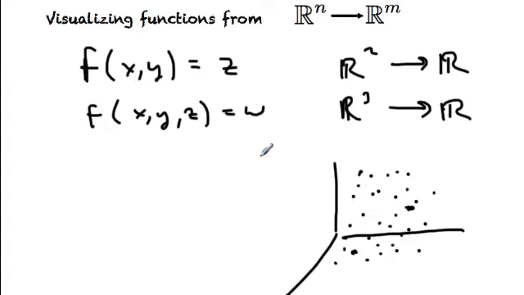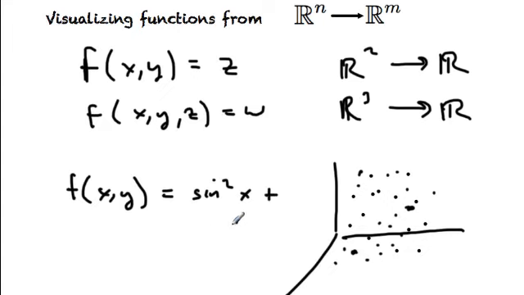Okay, so let's take an example and try to graph it. The scalar field I wanted to graph is f of x, y is equal to sine squared x plus cosine squared y. So this associates with every coordinate point x, y whatever value I get from taking sine squared x and cosine squared y and adding them together.